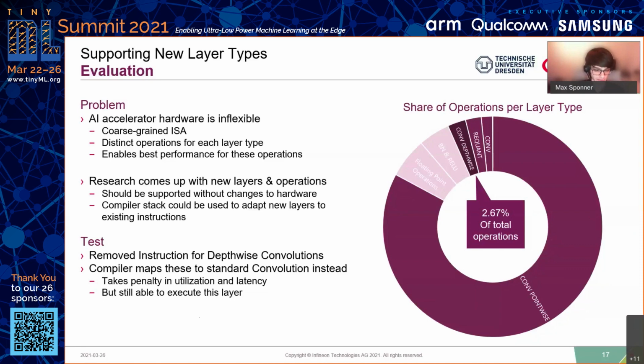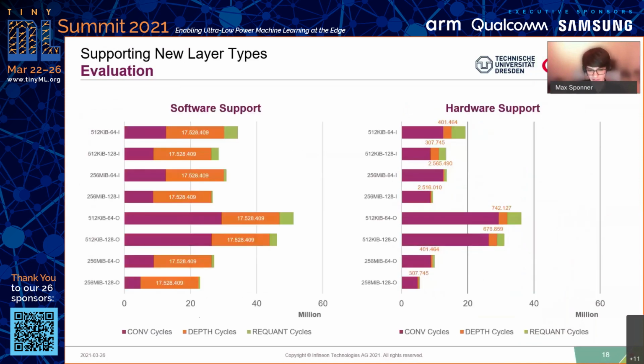And to test this, we actually removed the instruction for the depth-wise convolutional layers, which make up around 3% of the total operations of a MobileNet inference. And the compiler instead would map these layers to the standard convolution. While this would take a penalty in utilization and latency, we would still be able to execute this layer on the accelerator hardware. But as you can see, this plan didn't work out.